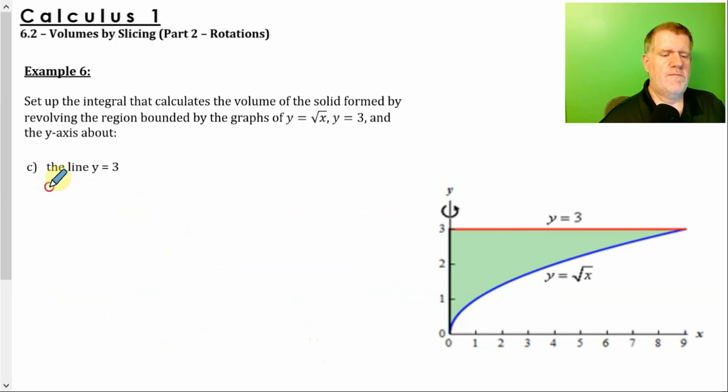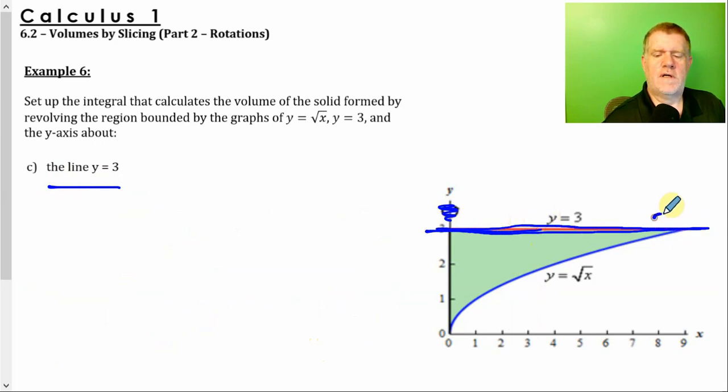We'll keep that in mind, because now I'm going to spin it around the line y equals 3. So I'm going to spin it up this way. My radius is going to be from where I'm starting to the outer edge of my shape. Remember, my shape ends here. I'm spinning this around.